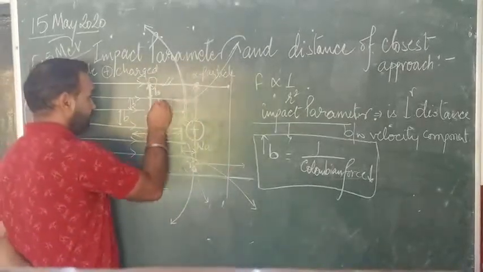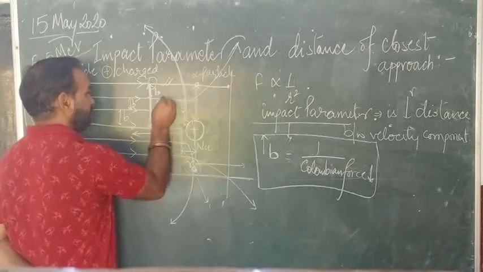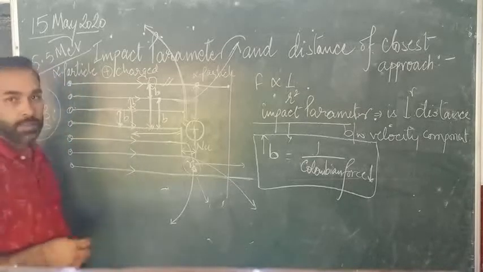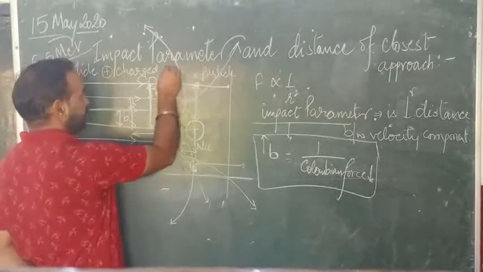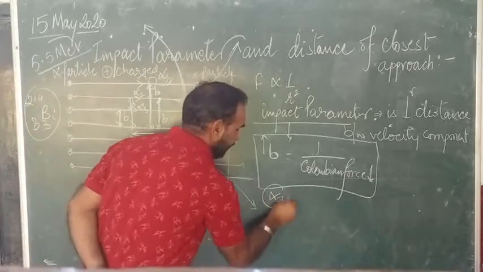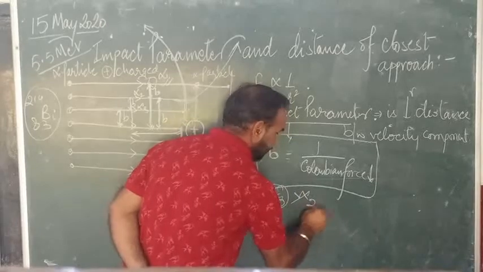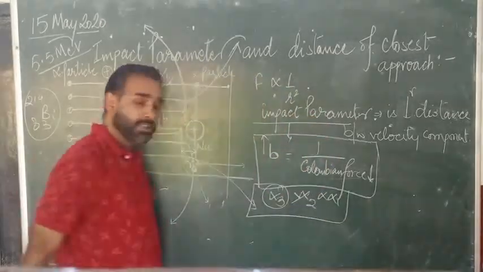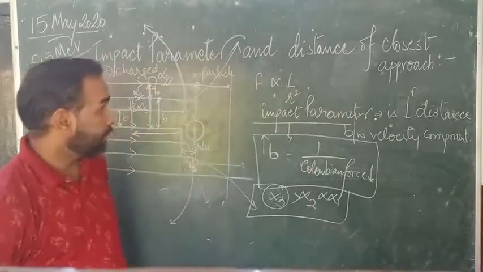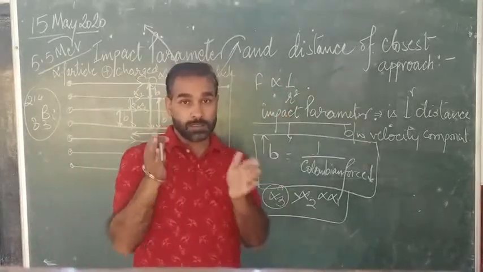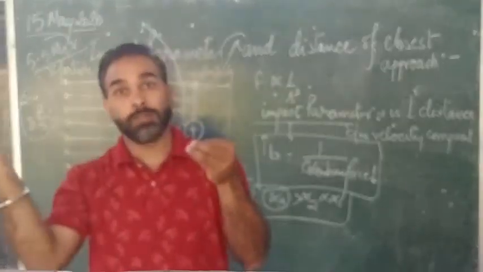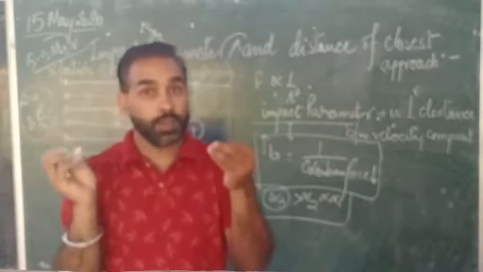Same is with this. If this is B for this alpha particle, and this is B for this alpha particle, right, so you can see that it is alpha particle 1, alpha particle 2, and alpha particle 3. So alpha particle 3 will have a greater force than alpha 2, than alpha 1. So this observation you can draw from this impact parameter. Getting my point? Okay, so distance of closest approach is the minimum distance between the nucleus and the positive charge particle before it bounces back. That is called distance of closest approach.